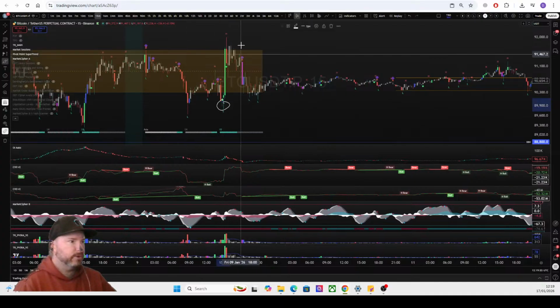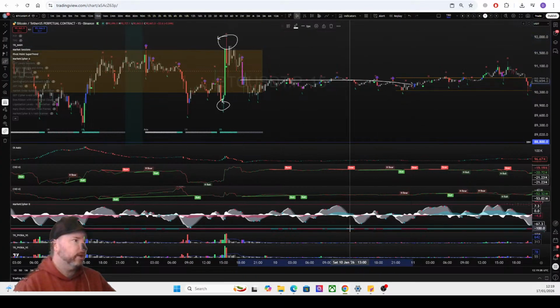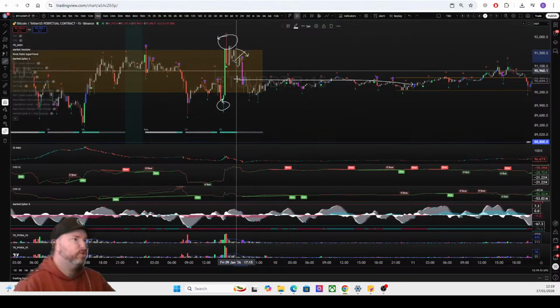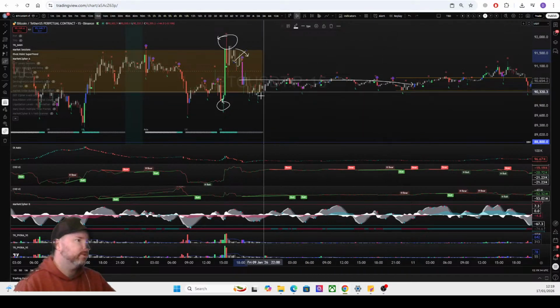Those in Frankie's would know. So obviously, there's your trap, right? And look how it went sideways the whole way afterwards. So I shorted here. I shorted at like 92-ish, and then I literally closed the position at 90.2.